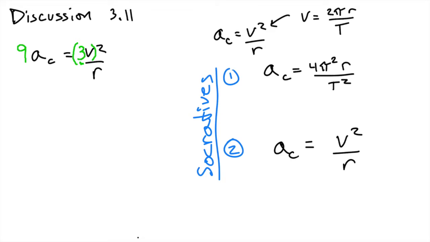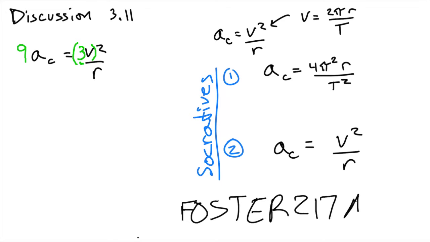So what we're going to do now is flip over here to Socrative. Go ahead and go to Socrative. You're going to go into the room, I believe it's Foster 217 AP, and you're going to do 1 and 2. Once you have those two done, come back and I'll explain them for you.